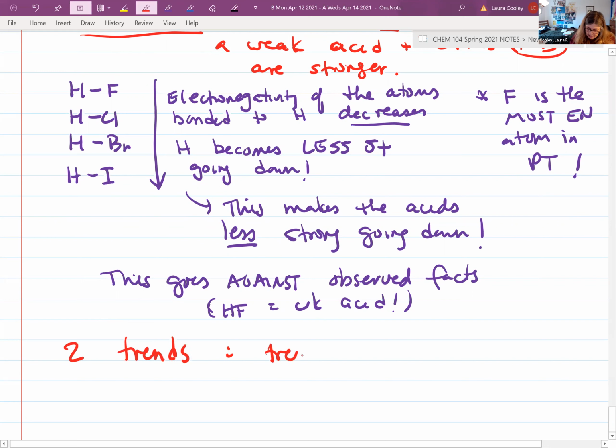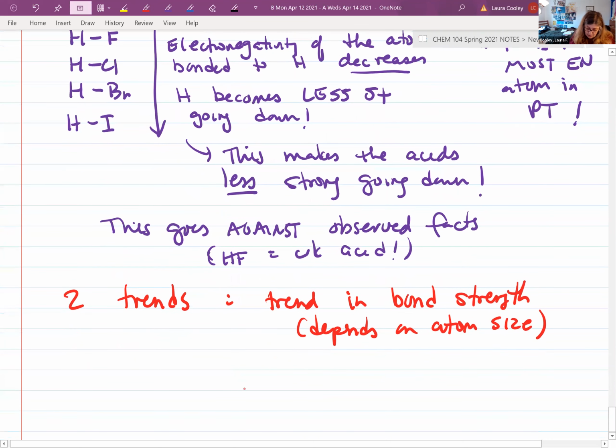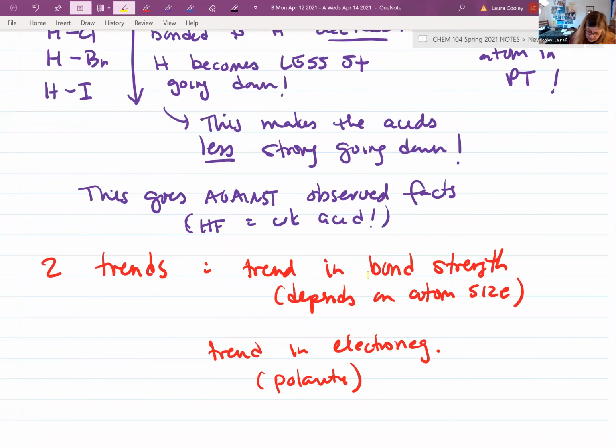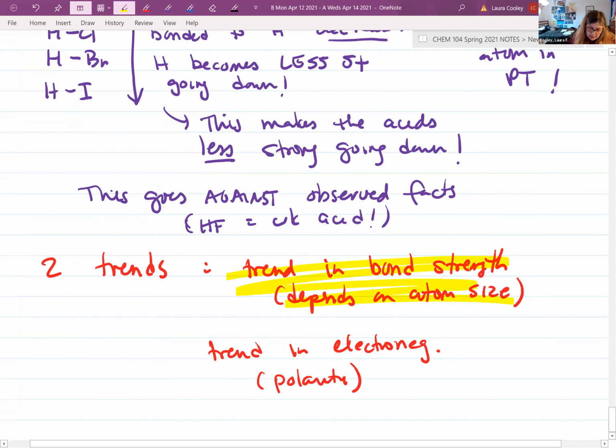We have the trend in bond strength, which depends on the size of the atoms. And then we have the trend in electronegativity, which determines the polarity. And this trend here is the dominant trend. This is much more important. This is the dominant factor.